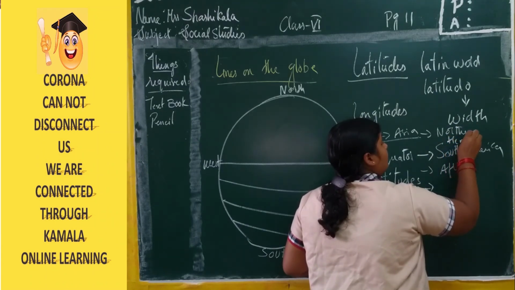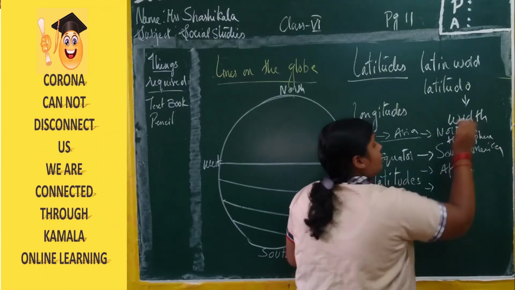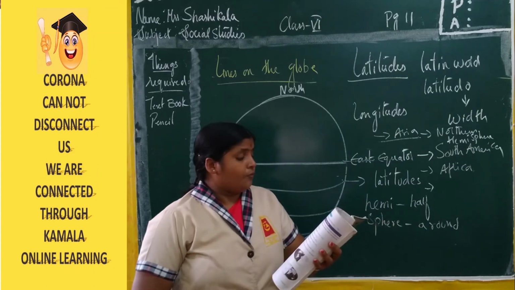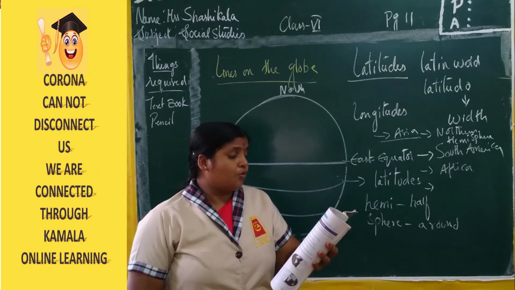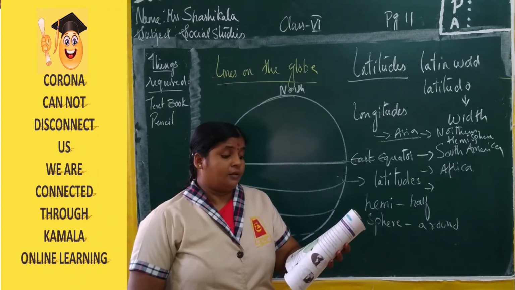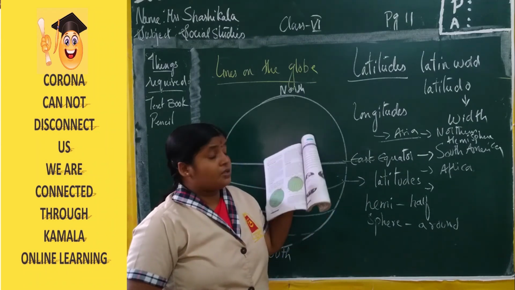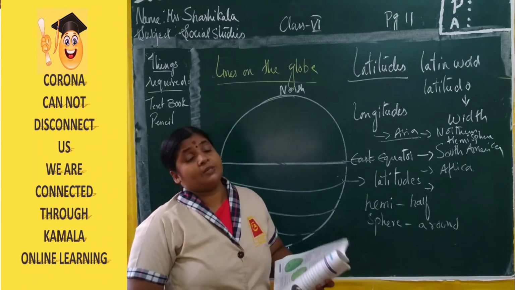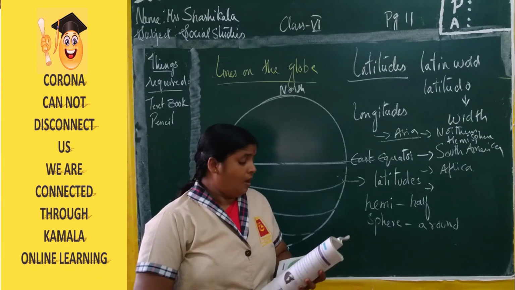In the north direction. So, which hemisphere has more water than land? Northern hemisphere or southern hemisphere? The southern hemisphere has more water bodies.